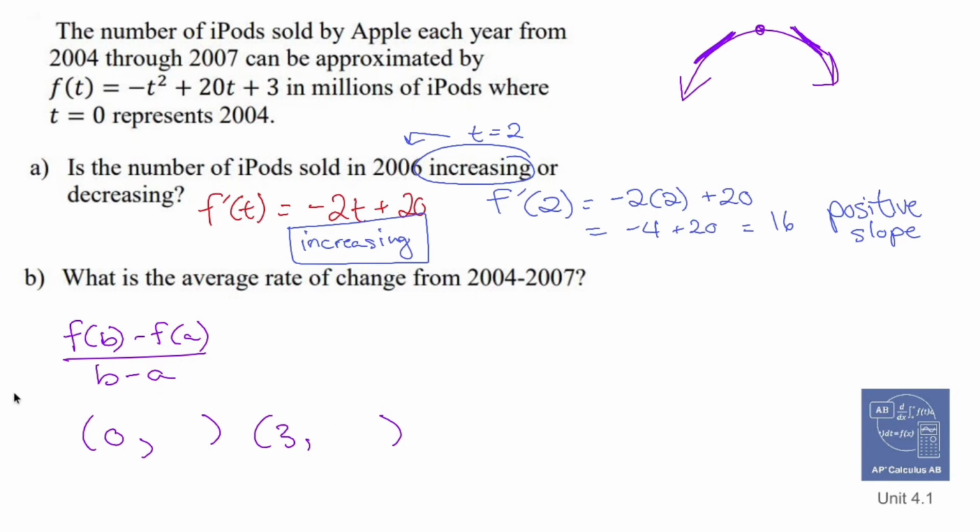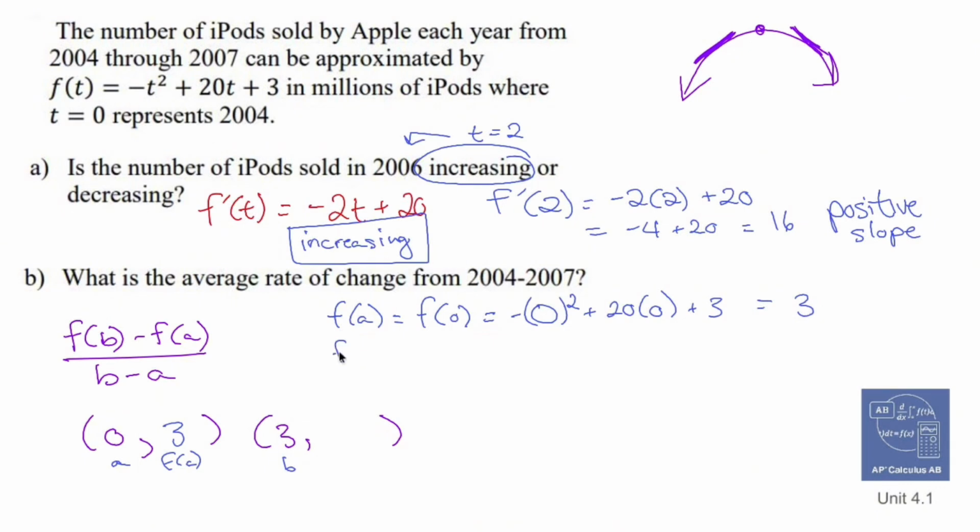No, I don't. So you would be my a, you would be my b. In order to find f of a, I'm going to find f of 0 by plugging it into the original function. So negative 0 in parentheses squared plus 20 times 0 plus 3 is going to be 0, 0, and 3. You get 3. So f of a is going to be 3.